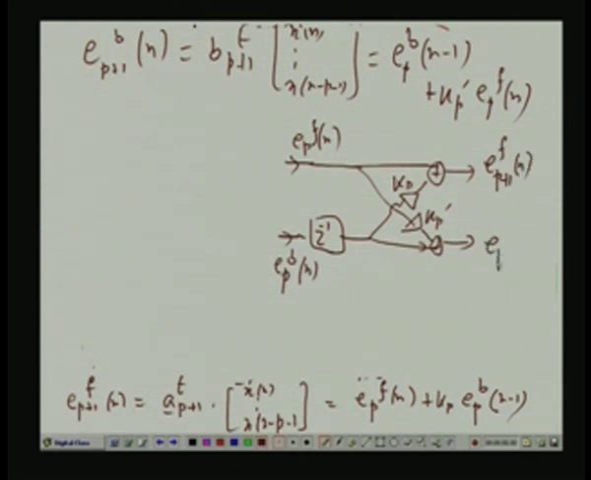So, this is order recursive. And the same structure I can use again. So, I can just cascade this structure after this, I mean, just connect the same structure after this. Just the coefficients will be Kp plus 1 and Kp plus 1 prime. So, from Ep plus 1 Fn and Ep plus 1 Bn, I can generate the same errors for P plus 2th order and then P plus 3rd order, and so on. So, this is an order recursive, very fast stage.